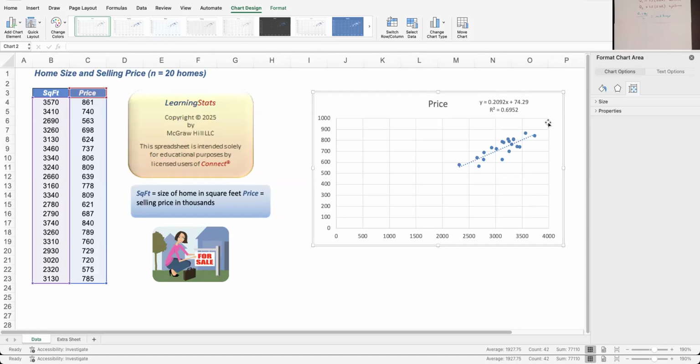R squared is always positive. But I then have to look at the picture and say, when I take my square root, should it be the positive square root or the negative square root? What is the square root of 0.6952?